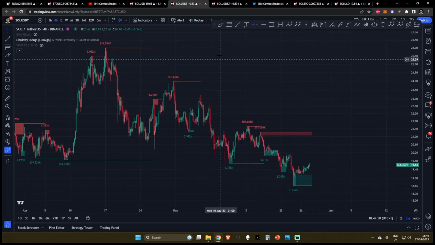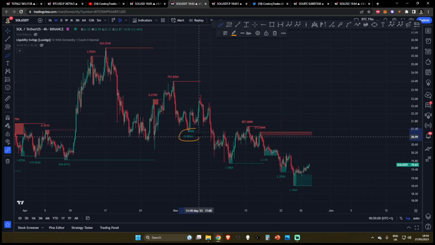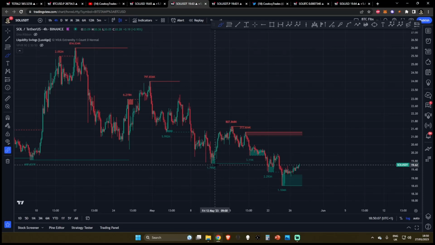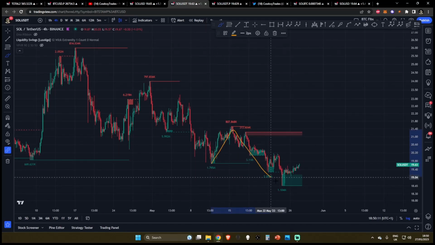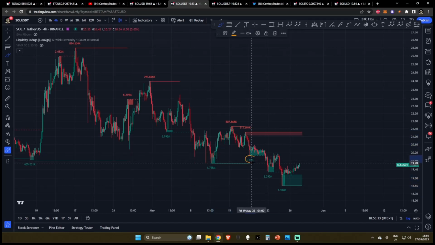So if we are looking at this structure right now, you can see we had 6 million in this liquidity swing to the downside, and we broke back down and filled all of that liquidity. We had basically 2 million to the downside right here, broke back down and filled it. 3 million to the downside right here, broke back down and filled it. 2.3 million to the downside here, broke back down and filled it.